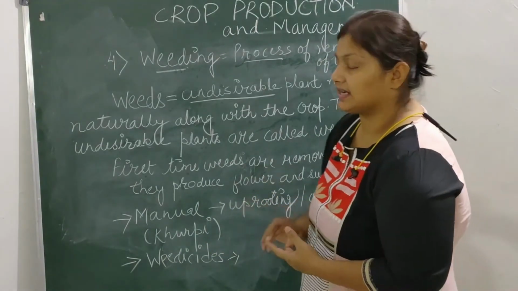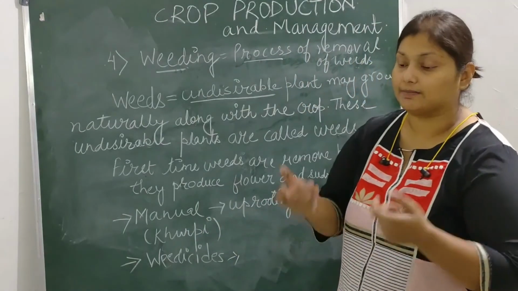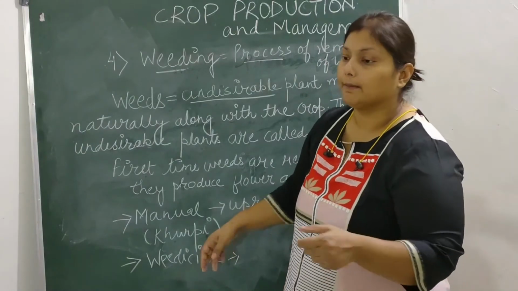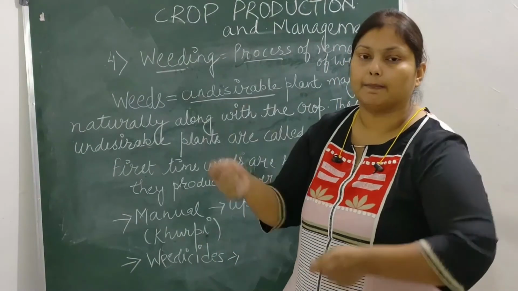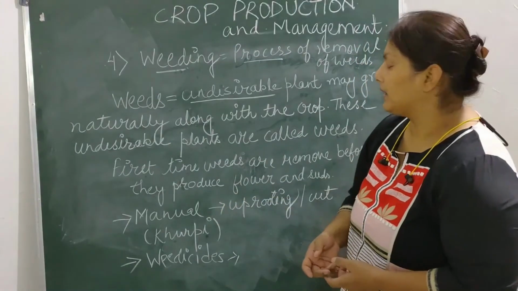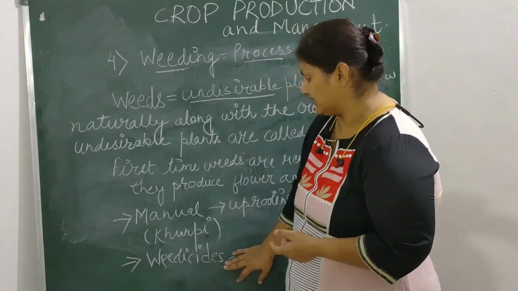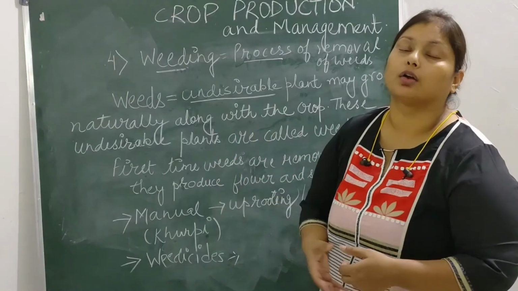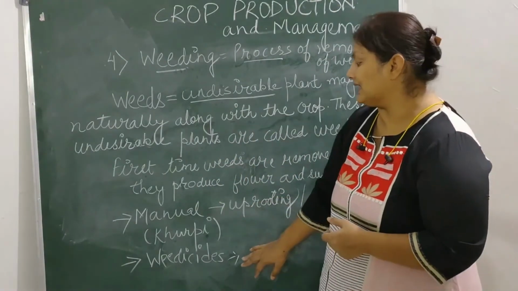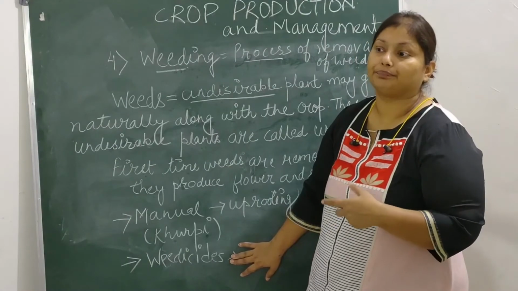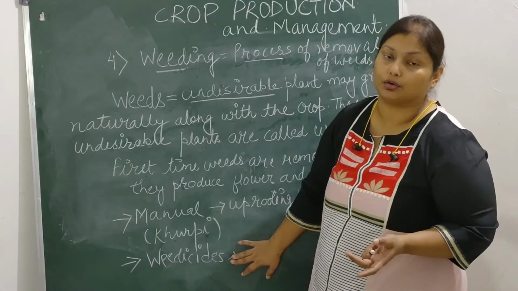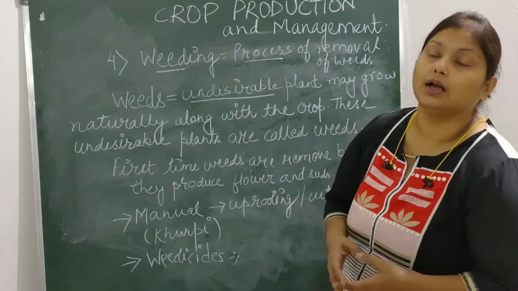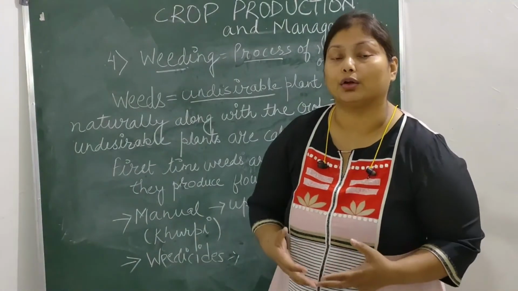Firstly, the first technique is the manual technique. Manual technique means using your hands, or an instrument called khurpi in Hindi, to simply pluck out or cut all the grasses. And the second one is weedicides. Weedicides are chemicals which are sprayed by the farmers on the crop. They do not have any drawback or side effect on the crop, but they have a bad negative effect on the health of the farmer.